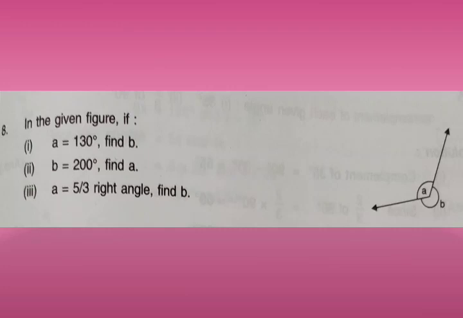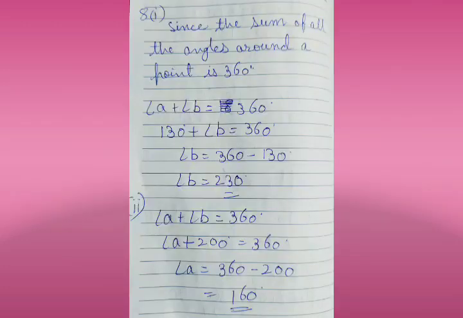Now next, question number 8. So in this subpart 1, you have to find out the value of B. So since the sum of all the angles around a point is 360 degree, same way as I have written, same way you have to write in the copy also. Clear? So angle A plus angle B will be equal to 360, and so angle B will be equal to 360 minus 130, and this is equal to 230 degree.